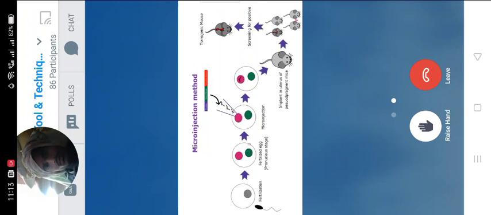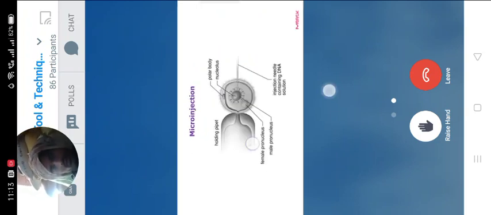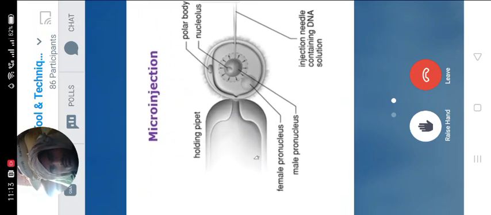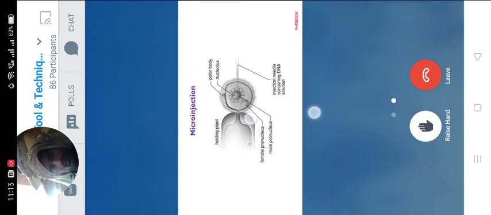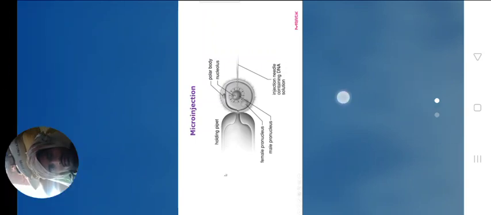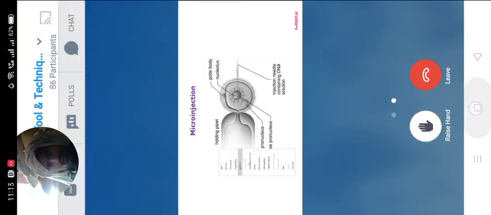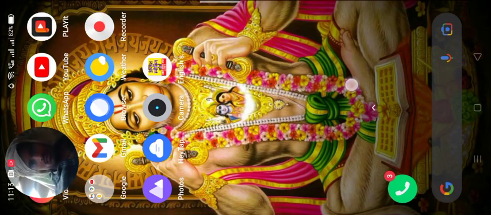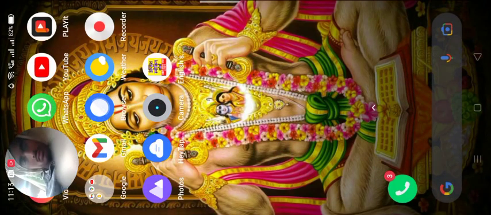So let's discuss the microinjection process in detail. In this microinjection, there is a holding pipette. This holding pipette is actually creating a vacuum. And because of this vacuum, it can hold this egg, right? And then there are the male pronucleus and female pronucleus, you can see.